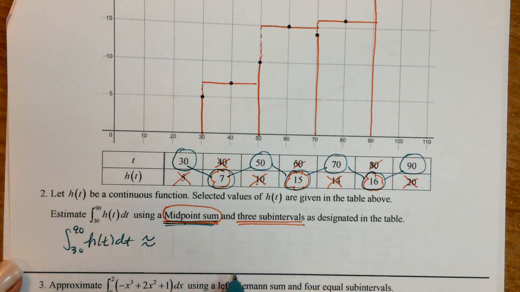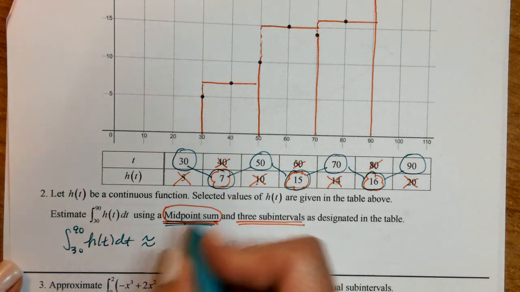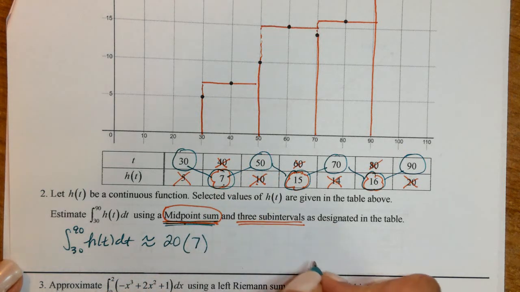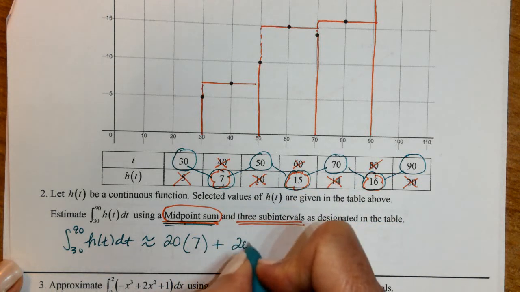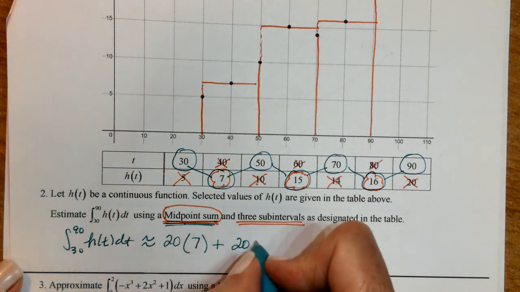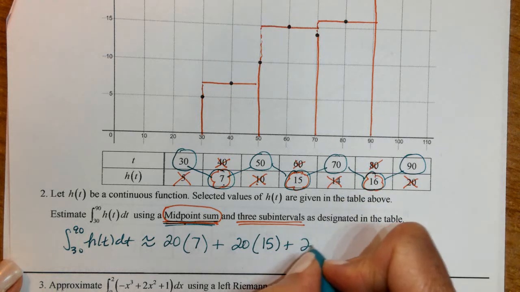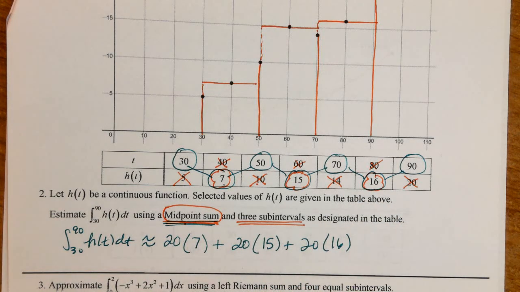So it's just length times width, base times height. The first base length is 20. The first height is 7, base times height, plus next base length is 20. In a midpoint sum, these are all going to be the same. Each base length is going to be the same. The next height is 15. The next one is also 20. Height is 16. Those are my 3 subintervals, my 3 rectangles used to approximate that area.